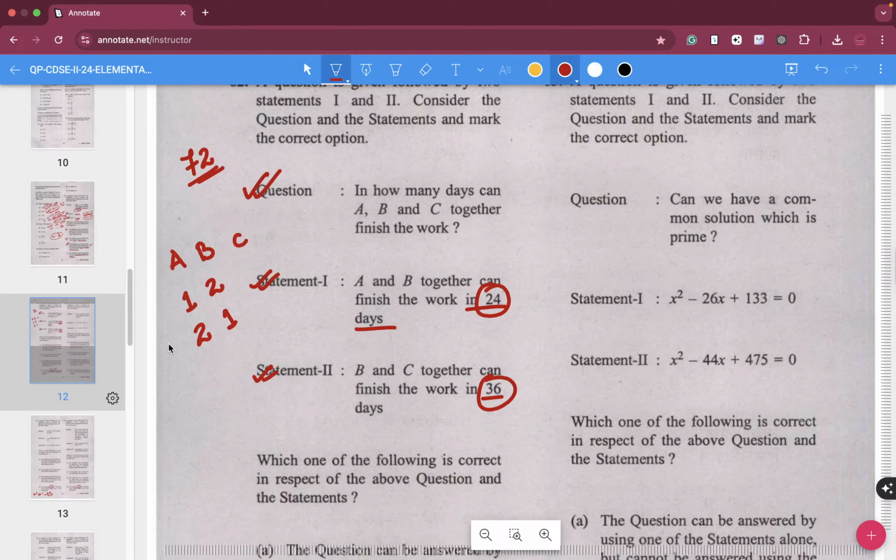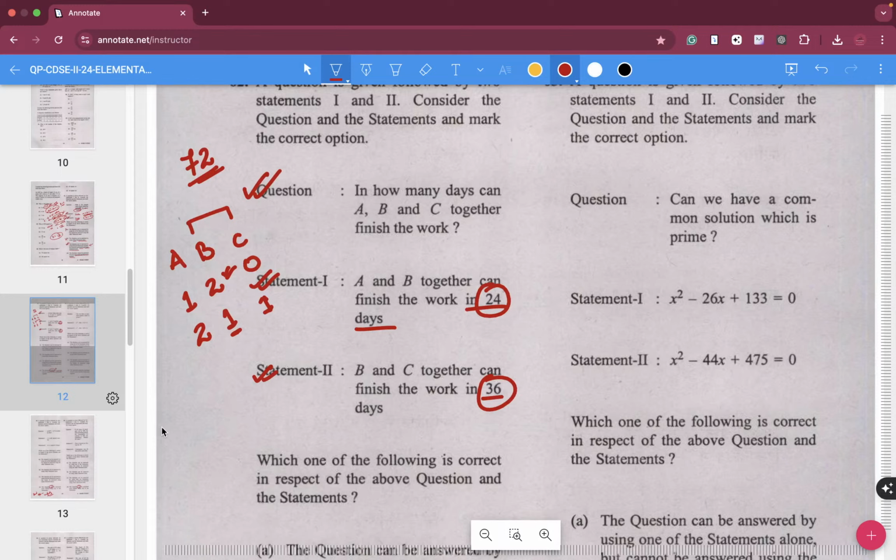Now, B and C together can finish the work in 36 days, which means B and C taken together are doing 2 units of work. If B has already done 2 units of work, C will do 0. If B has done 1 unit of work, C will do 1 unit of work.